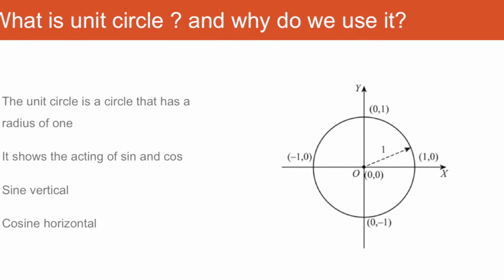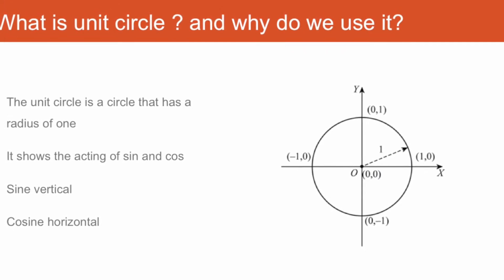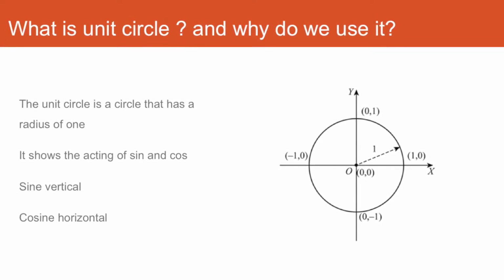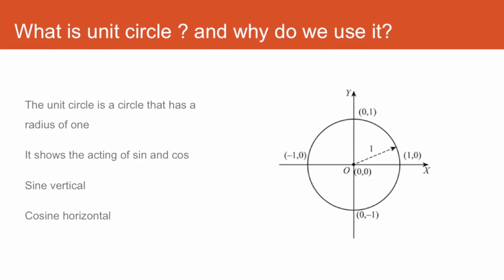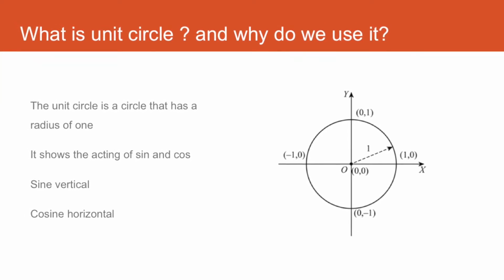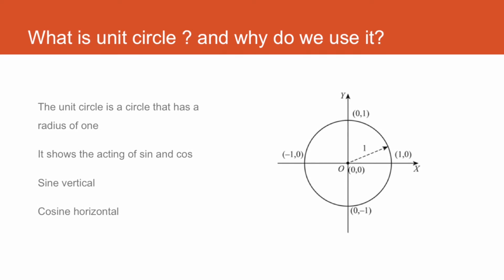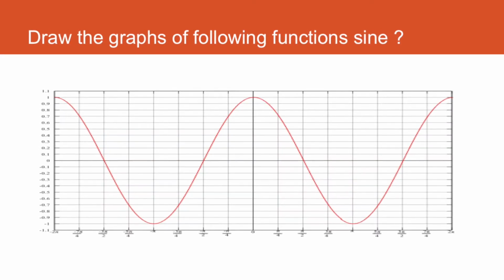The unit circle is a circle that has a radius of 1. It shows the action of sine and cosine in it, sine being the vertical and cosine the horizontal. As you can see in the picture, these are different lines that represent the different sine and cosine values in the unit circle, and it's very useful for trigonometry.